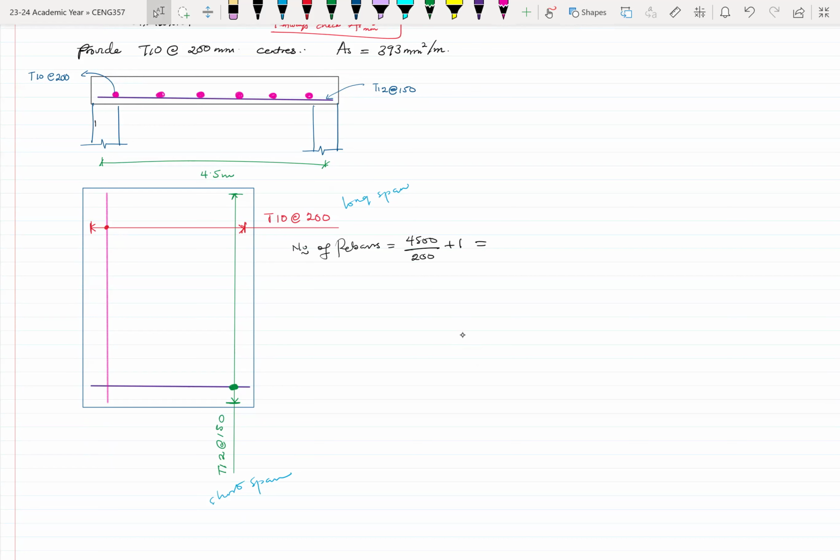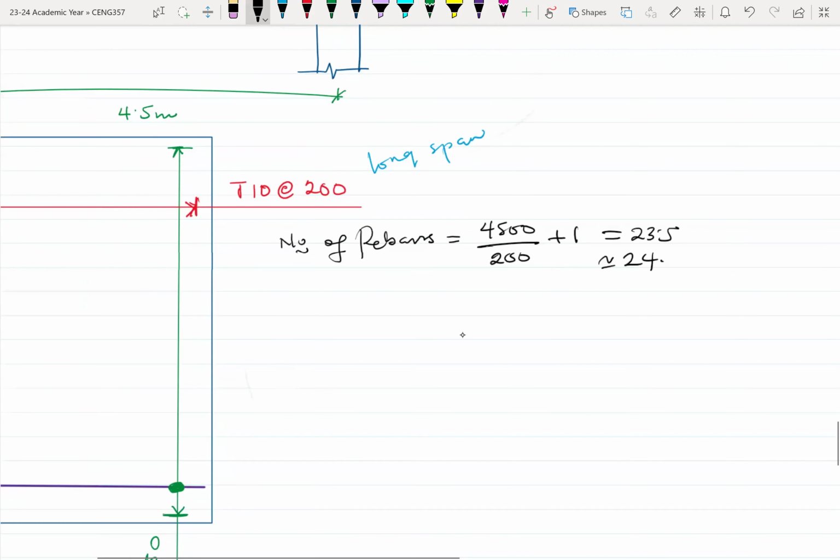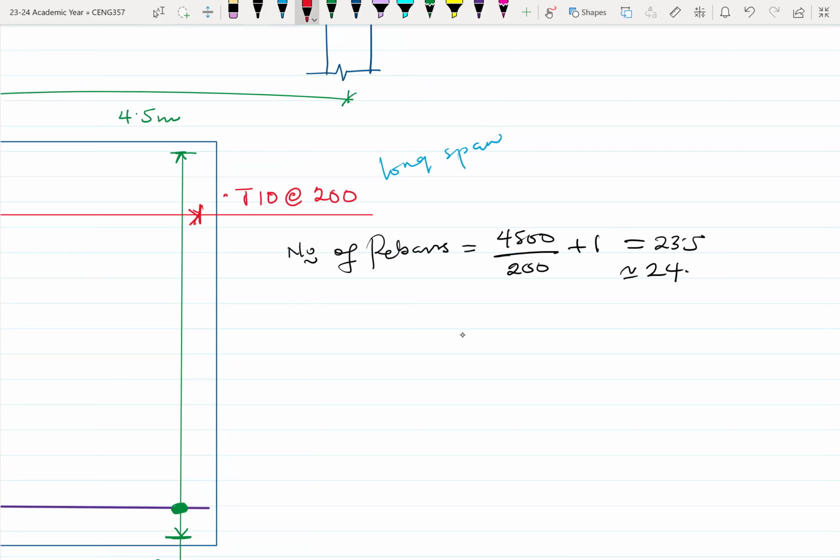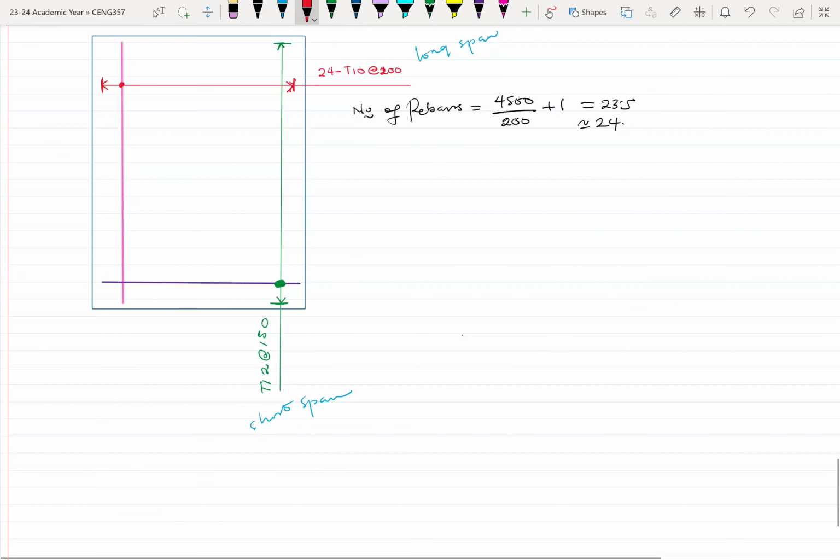So that will be, 4,500 divided by 200 plus one will give us roughly 23.5. So that will be about 24. So I can actually come here and write that, this is 24 T10 at 200 millimeter centers.